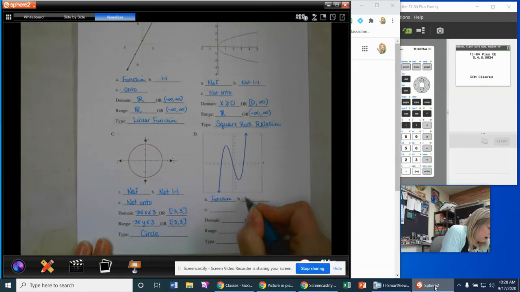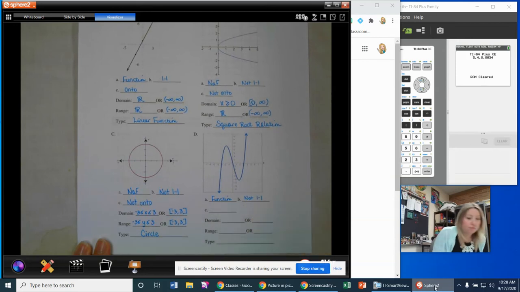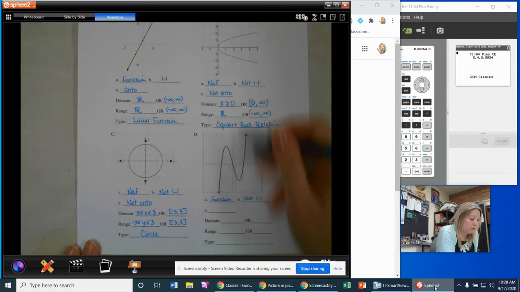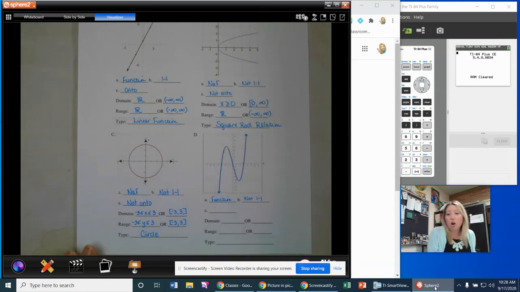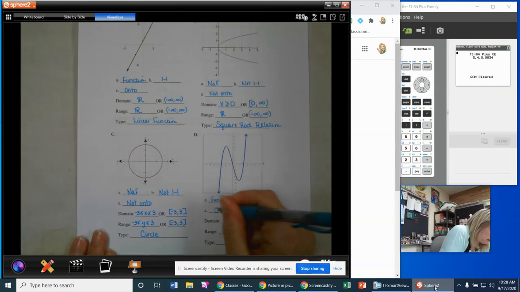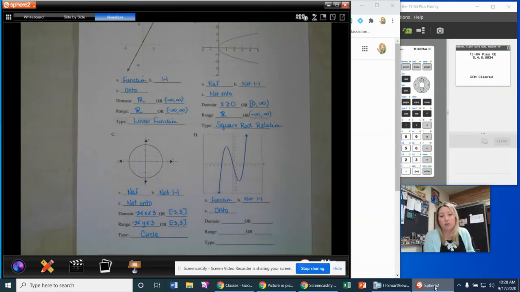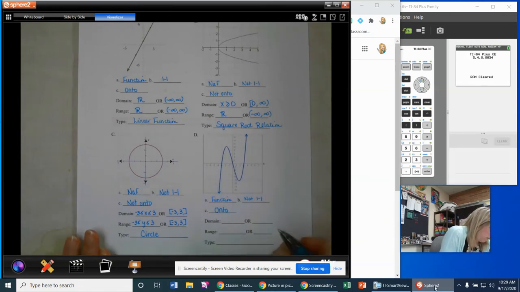However, it is not one-to-one because it doesn't pass the horizontal line test. It passes the vertical line test just fine, but it doesn't pass the horizontal line test. So, is it onto? Are we using the full range, the full potential of range? And the answer is yes. This is onto. We're using the full potential of range here. Okay, it's going on to infinity. It's getting bigger, it's getting smaller y value wise.